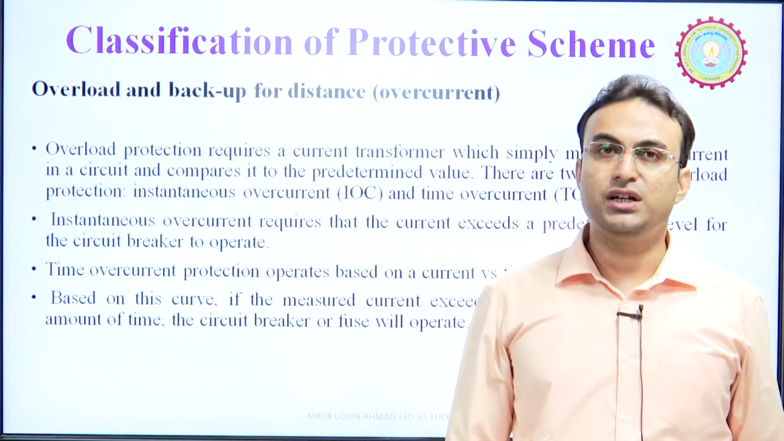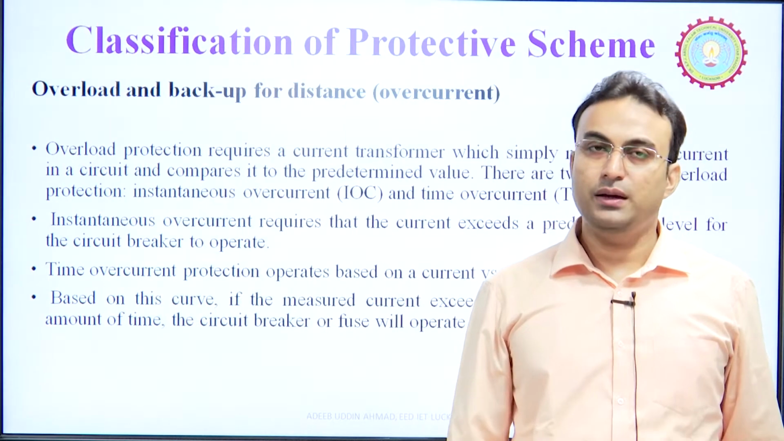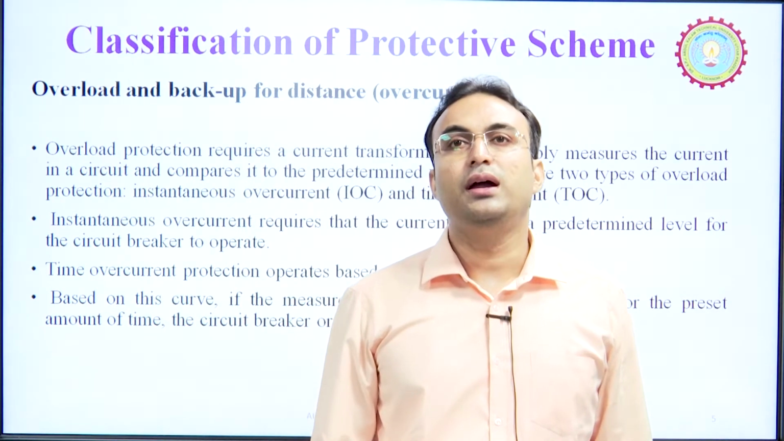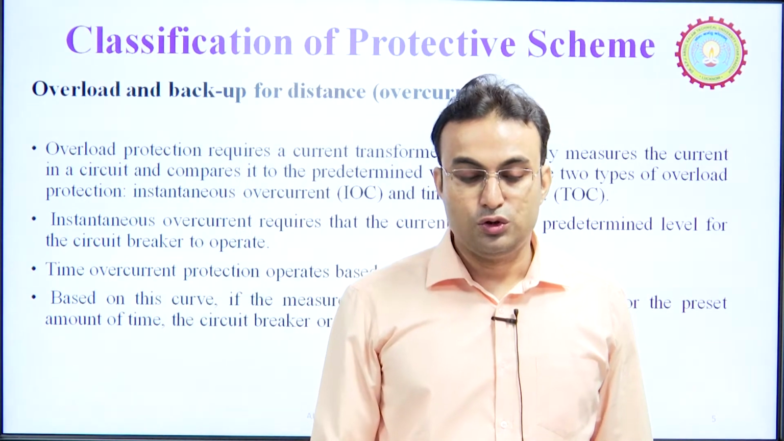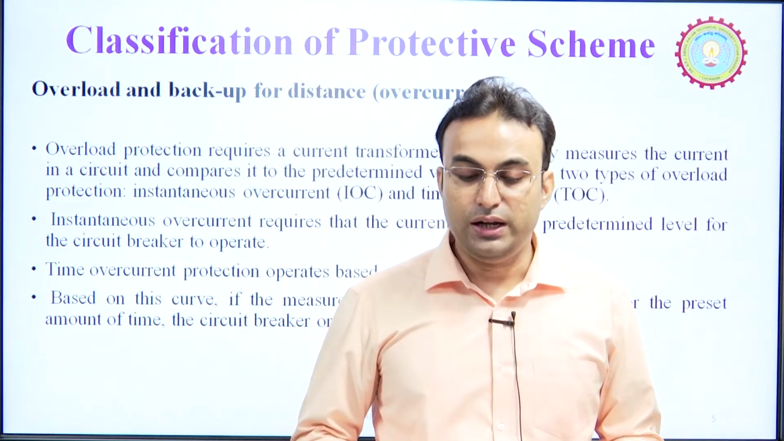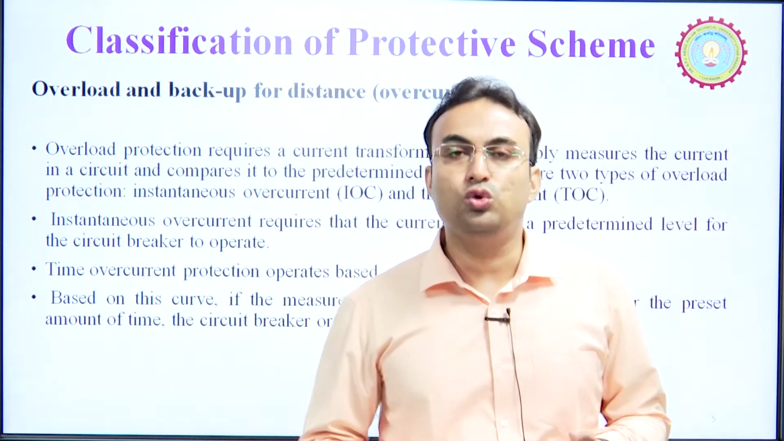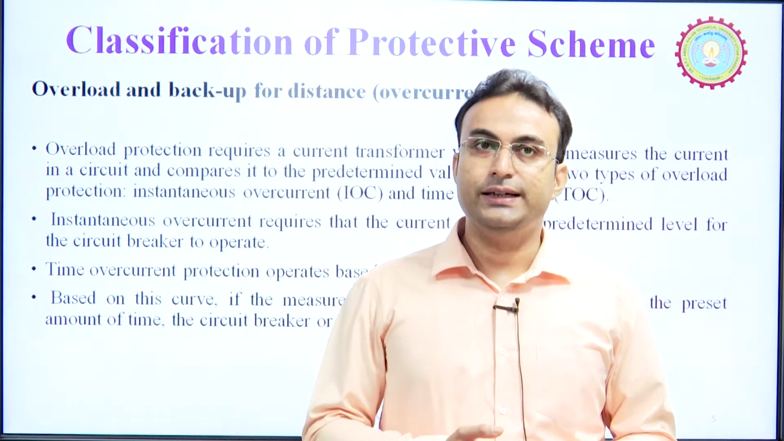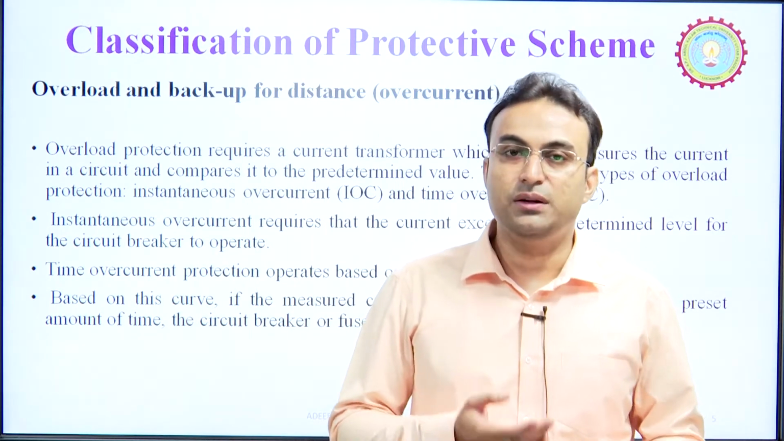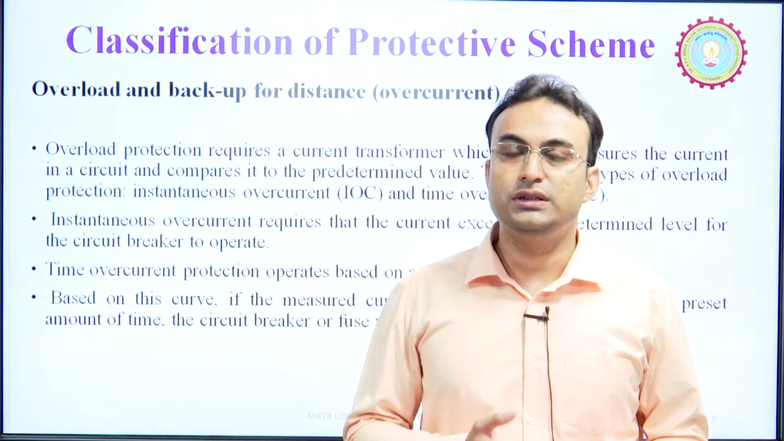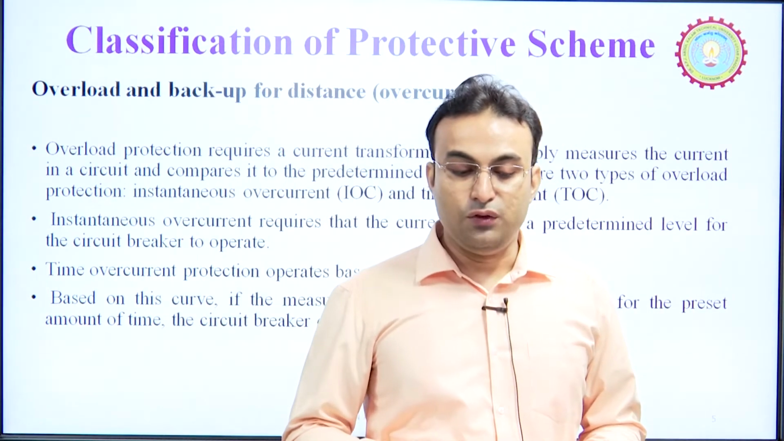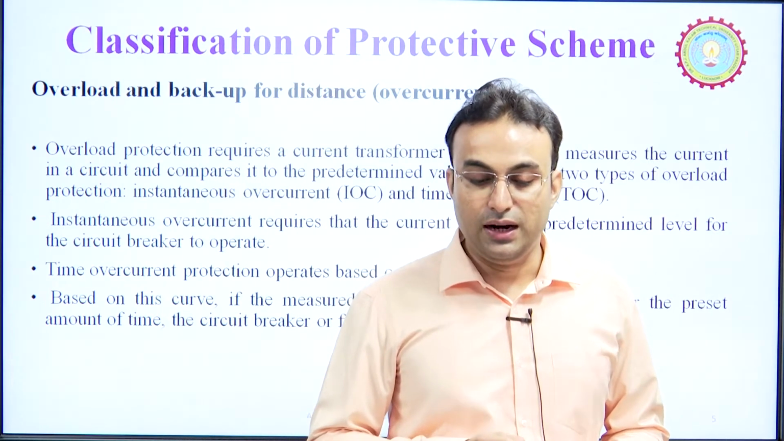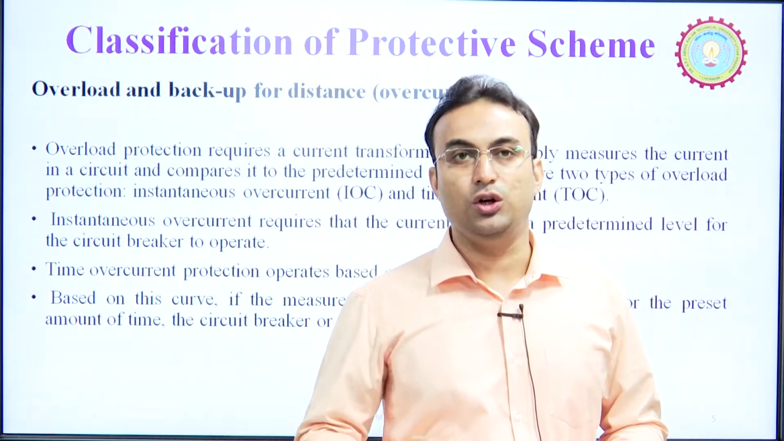The overload protection requires a current transformer, which measures the current in a circuit and compares it to a predetermined value. So, what we have to do is compare two quantities. One quantity is coming from the CT and the other is some fixed value. We compare these two values. There are two types of overload protection. One is instantaneous overcurrent protection, the IOC, and the other is time overcurrent protection, that is TOC.